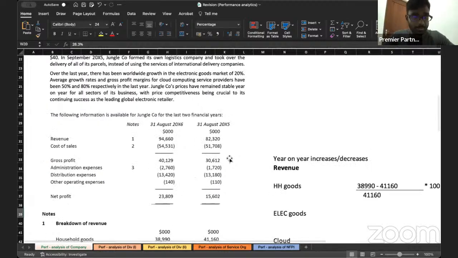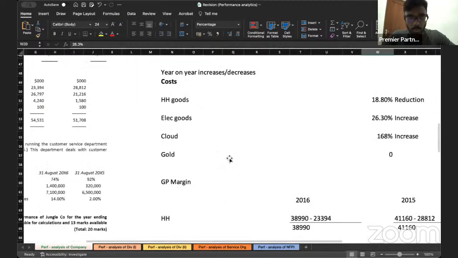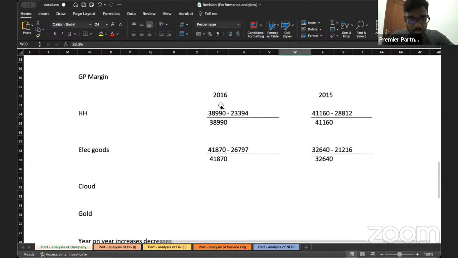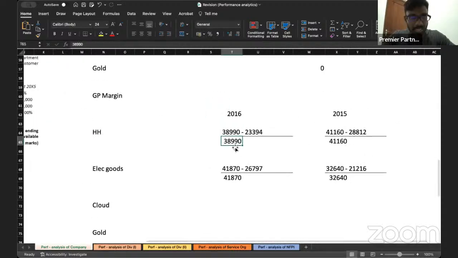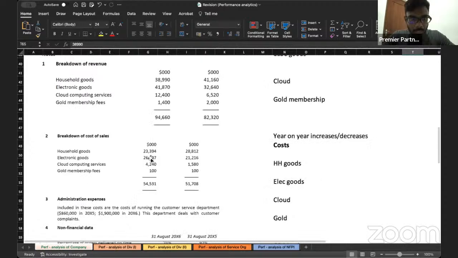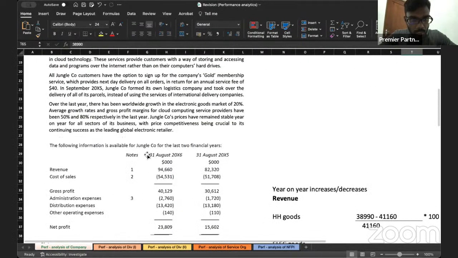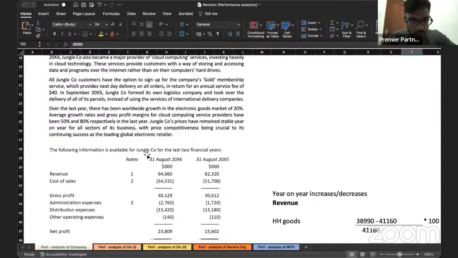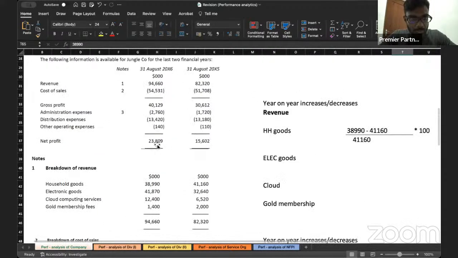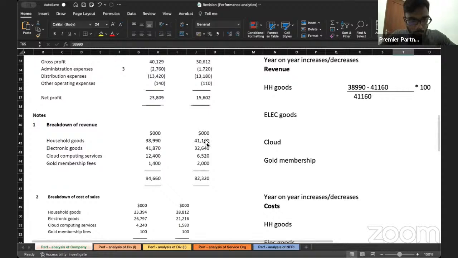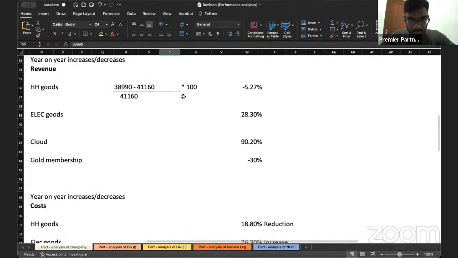Brilliant, solid. So you need to calculate gross profit margins. Electronic goods, people, I'm sure gross profit margin has improved, solid. Then what about household goods? Household goods, the ratio has come down, no? Revenue has come down.